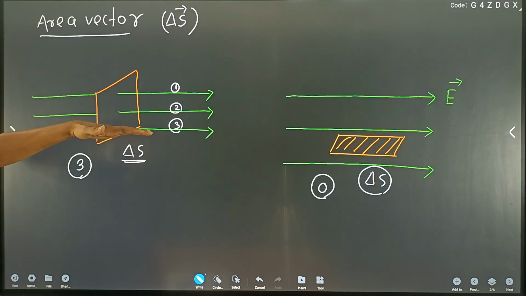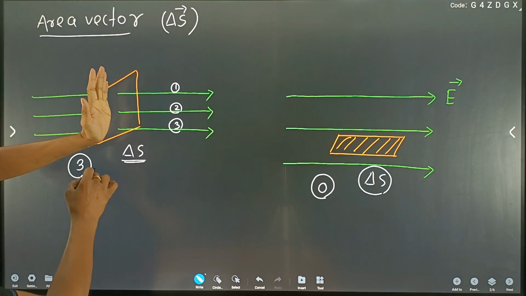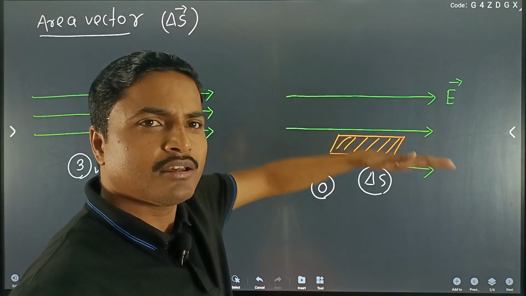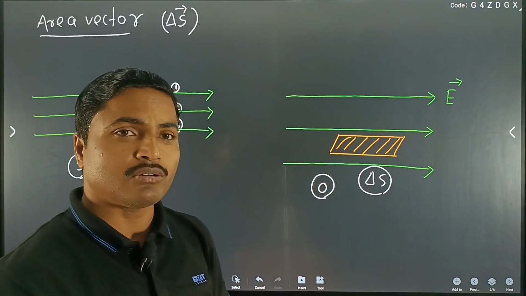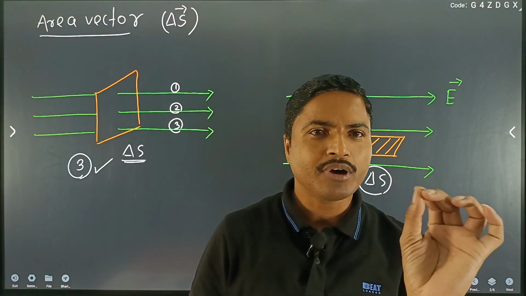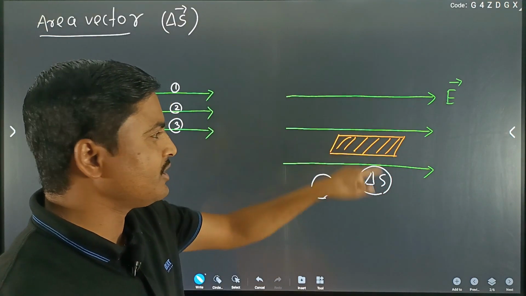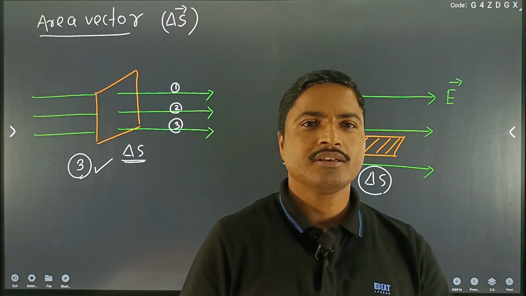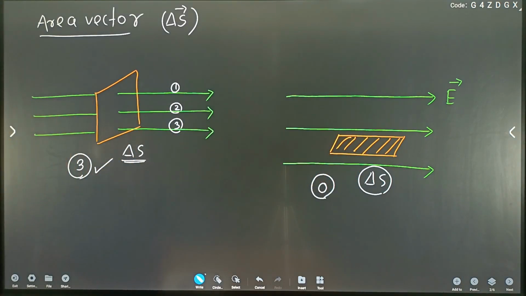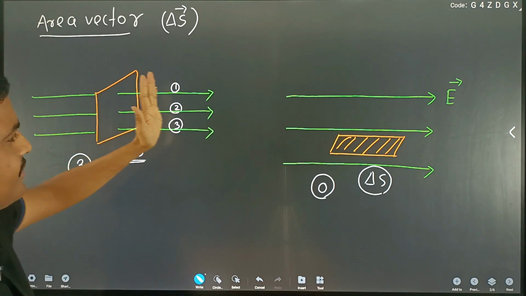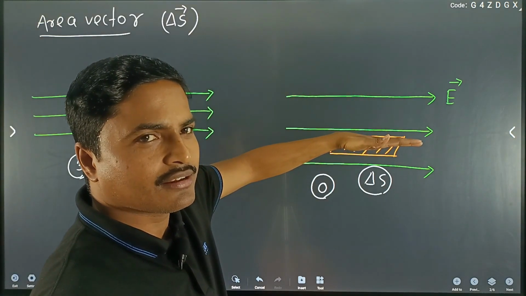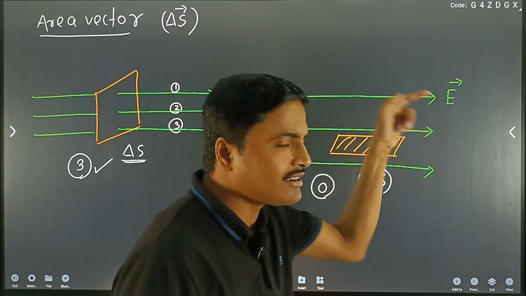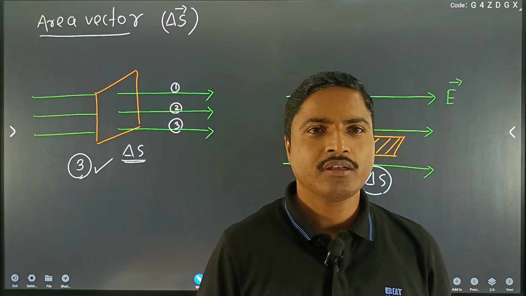If the small area element is perpendicular, the number of field lines crossing is equal to 3. If the small area element is parallel, the number of field lines crossing is equal to 0. And we get that the number of field lines crossing through the small area element depends upon the orientation of the area element. Clear? Orientation of the area element means in this case the angle is 90 degrees, and in this case the angle is 0 degrees. The angle is between the small area element and the direction of the electric field.